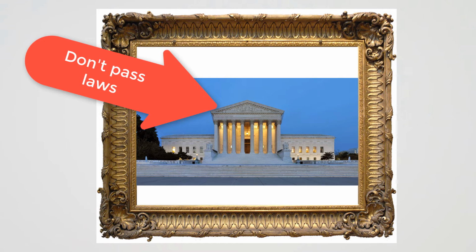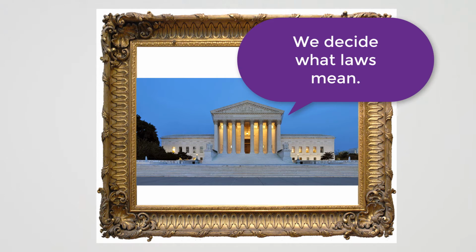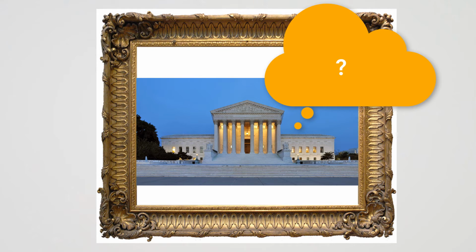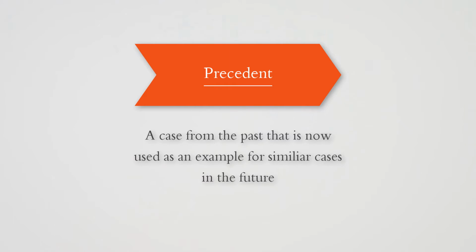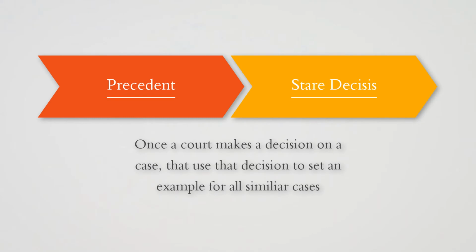As far as the courts go, they do not pass any laws, but they do interpret laws. This means they get to decide what laws mean. To decide what a law means, they often rely on a precedent. A precedent is a case from the past that is now used as an example for similar cases in the future. Sometimes using a precedent is also called stare decisis, which is Latin for to let the decision stand. Basically, once a court makes a decision, they use that decision to set an example for all similar cases.